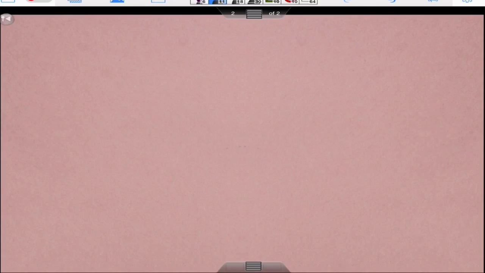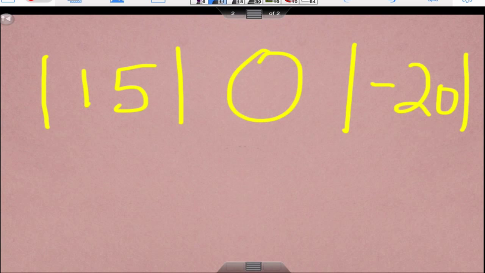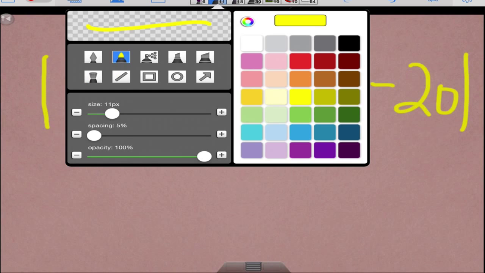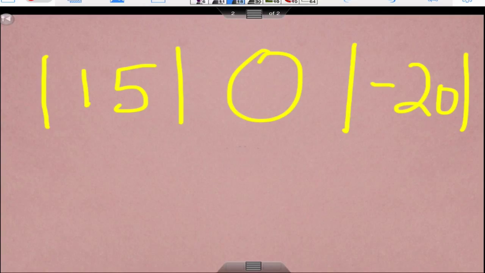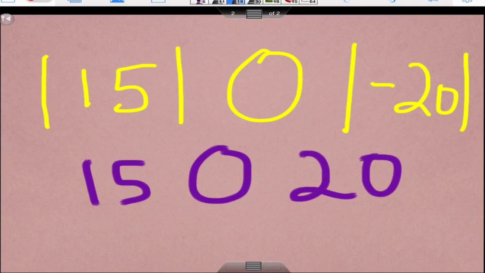A couple more of these. So if I have the absolute value of 15, or the absolute value of negative 20. Okay, so which one would be bigger? Well, the absolute value of 15 is 15. The absolute value of negative 20 is 20. So the absolute value of negative 20 is actually bigger. So it would look like that. So the absolute value of 15 is less than the absolute value of negative 20. The reason why, because the absolute value of negative 20 is 20 itself.